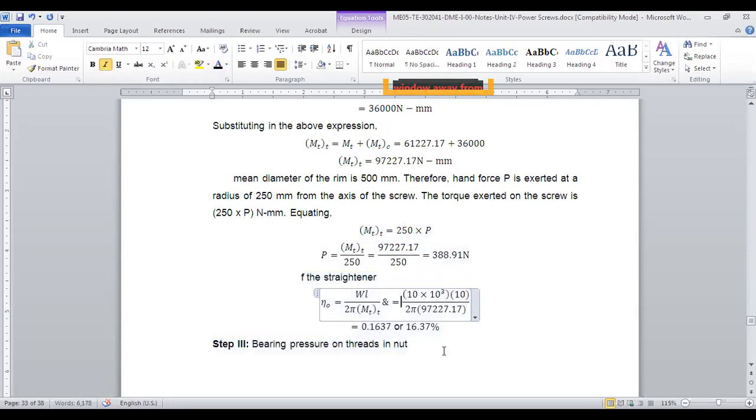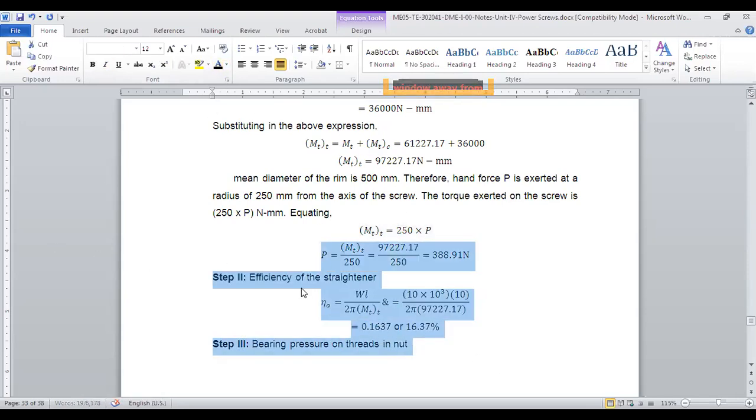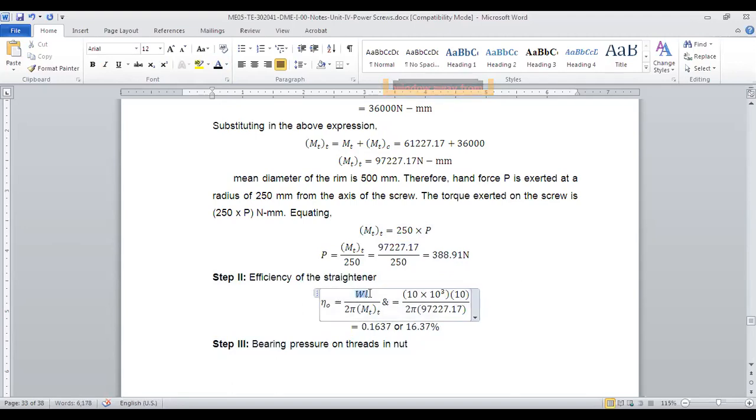Okay. Now efficiency, as I said, is output upon input. Output is load into whatever distance the load moves in one rotation. Load is 10 into 10 raised to 3 into 10, the lead, upon 2 pi times the input torque. Input torque is 97,227.70. So if we do this calculation, we'll get efficiency as 16.37. So we got the efficiency of the thread, the efficiency of the straightener, as 16.37.